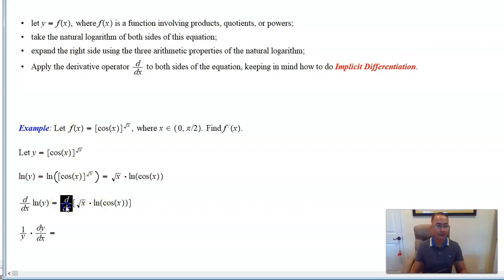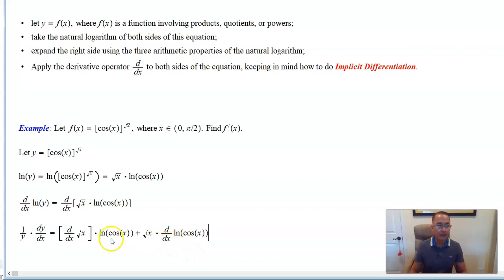Why do we do that? So take the derivative of square root of x, and then we will multiply by ln of cosine x plus x times the derivative of ln of cosine x. Okay, and we have this. I guess we don't need a bracket for that.